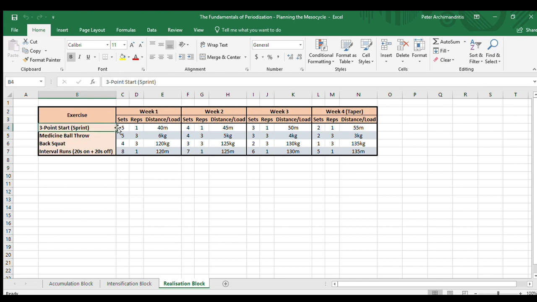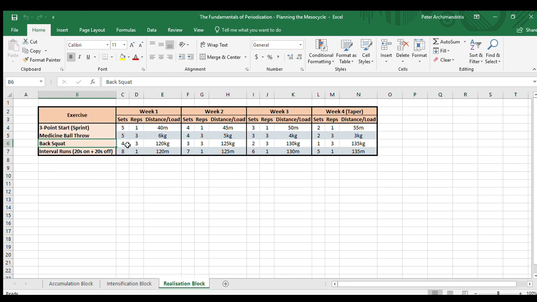So 3-point start, this time we're going to go 5 sets of 1 at 40 meters, followed by 4 sets of 1 at 45 meters, followed by 3 sets of 1 at 50 meters, followed by 2 sets of 1 at 55 meters. So the distance is increasing, so the intensity is increasing, while the sets, so the volume is dropping off. Medicine ball throw, same thing here. 5 sets, 4 sets, 3 sets, 2 sets, same reps, but this time we're going to decrease the load simultaneously. So 6 kilos, 5 kilos, 4 kilos, 3 kilos. And again, as we mentioned, this is going to be increase in specific intensity based on what we're training for.